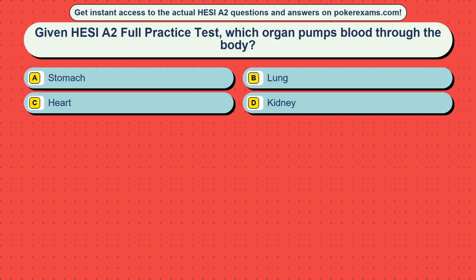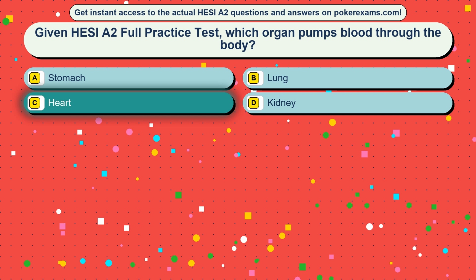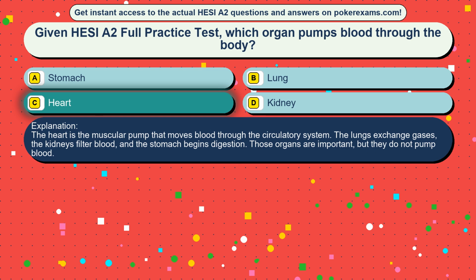Question 28. HESI A2 full practice test, which organ pumps blood through the body? Option A, stomach. Option B, lung. Option C, heart. Option D, kidney. The correct answer is option C, heart. The heart is the muscular pump that moves blood through the circulatory system. The lungs exchange gases, the kidneys filter blood, and the stomach begins digestion. Those organs are important, but they do not pump blood.